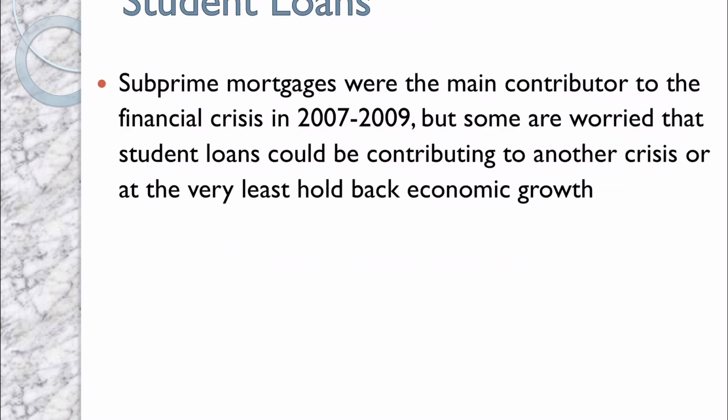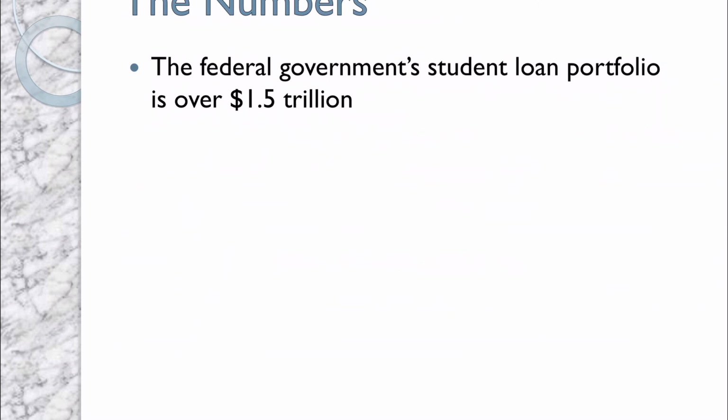So as I mentioned previously with this securitization, subprime mortgages were one of the main contributors to the financial crisis of 2007 to 2009, but some are worried that student loans could be contributing to another crisis in the near future or in the future, or at the very least could hold back economic growth. So let's just summarize a little bit of this student debt bubble.